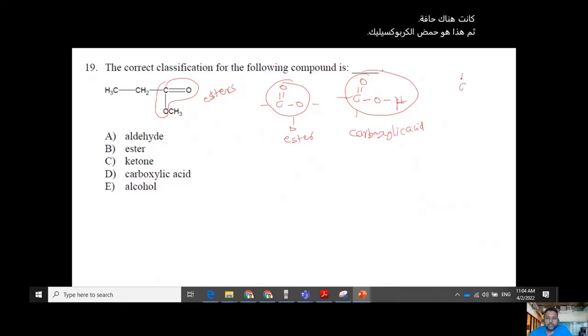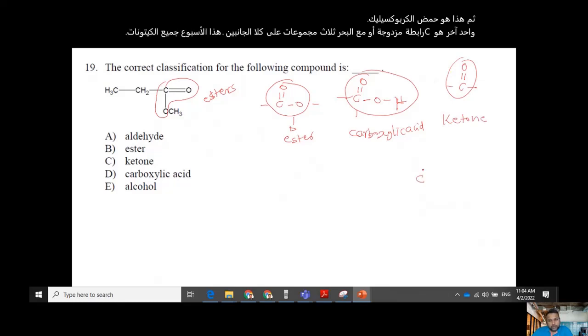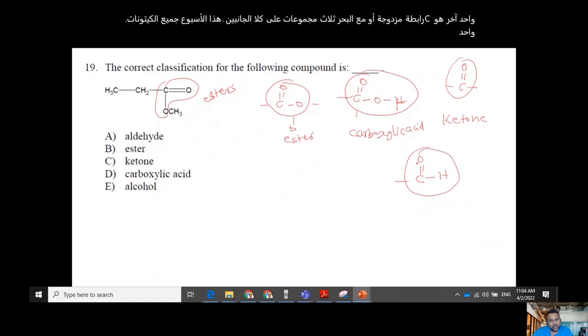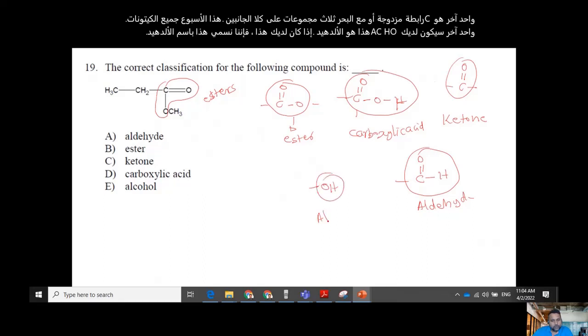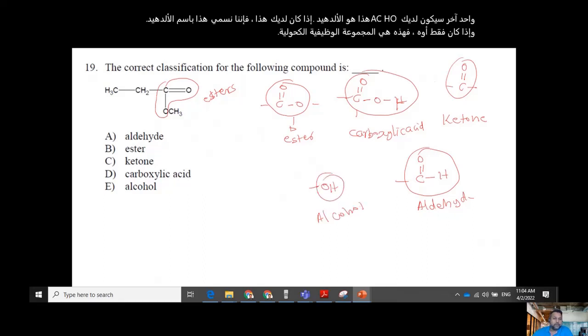The other one is C double bond O with CH3 groups on both sides. This we call a ketone. The other one you will have is CHO. This is an aldehyde. And if it is just OH, that is the alcohol functional group. So here the answer is ester, B.